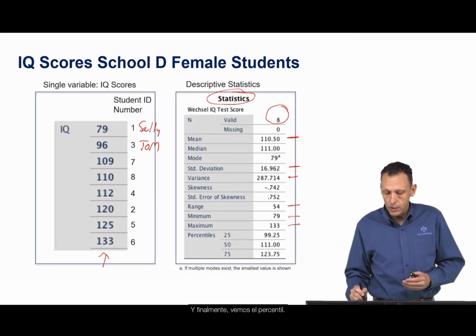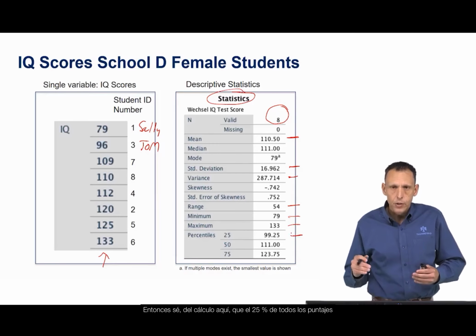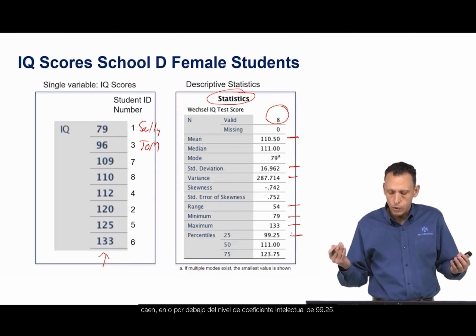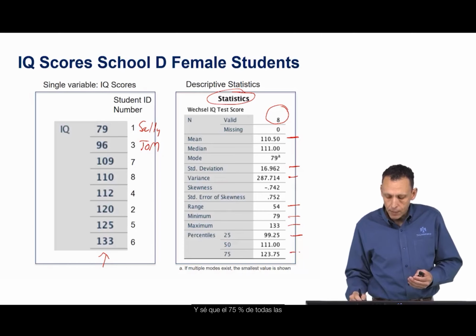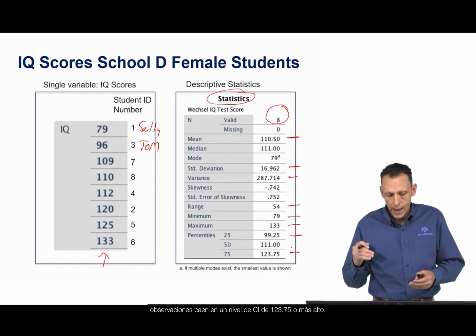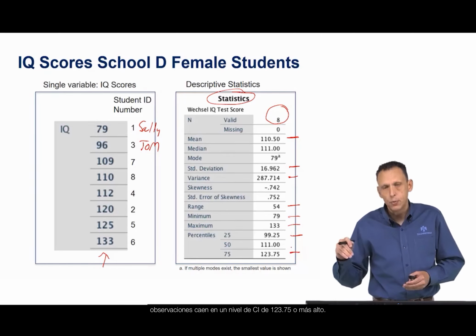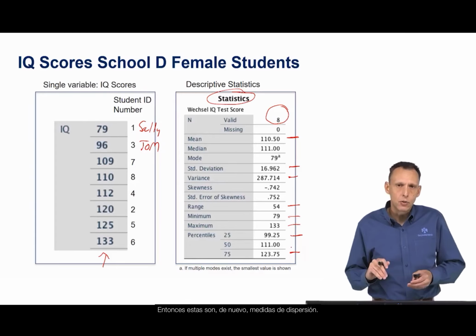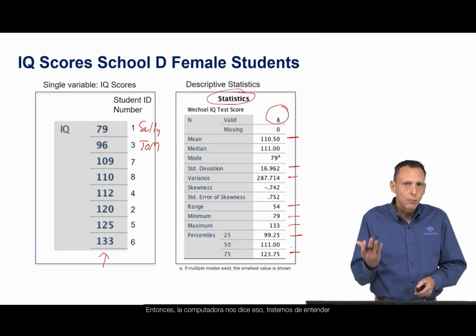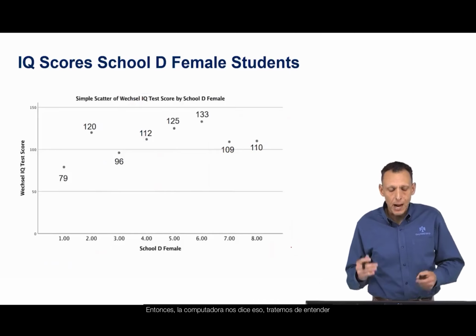And then finally, we see the percentile. So I know from the calculation here that 25% of all the scores fall at or below the 99.25 level of IQ. And I know that 75% of all the observations fall at an IQ level of 123.75 or lower. So these are, again, measures of dispersion. So the computer's telling us that. Let's try to understand a little bit how we got there.